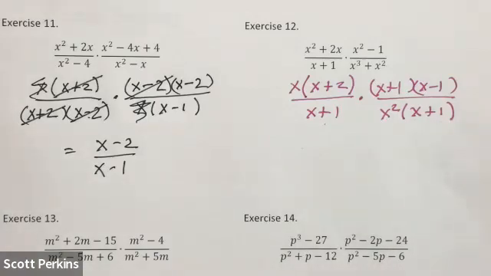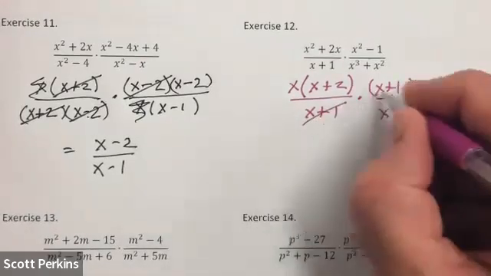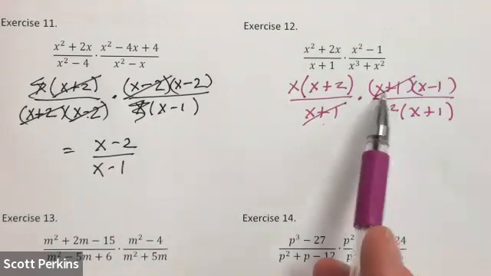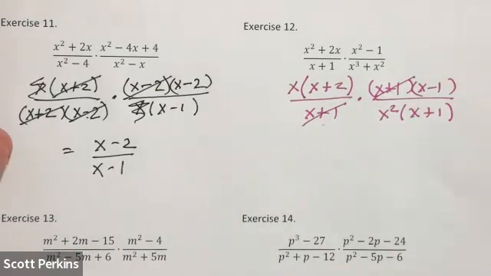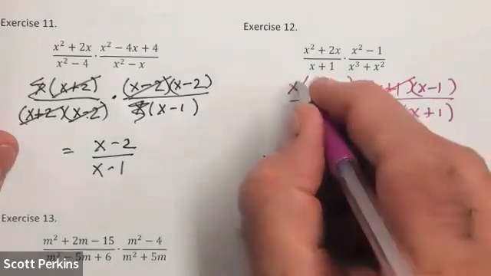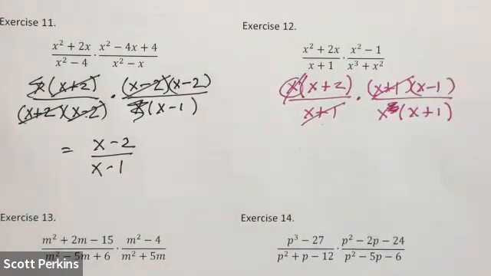So just like the other problems, from here on out, it's just noticing what is the same. So I've got an x plus 1 in the top and the bottom. It doesn't matter if you cancel this x plus 1 with the other one. Just pick one and cross them out. This x right here can cancel with one of the x's right here. So I'll cross off the exponent.